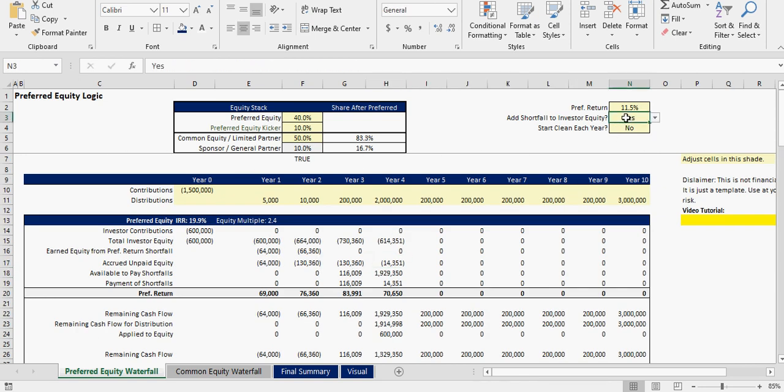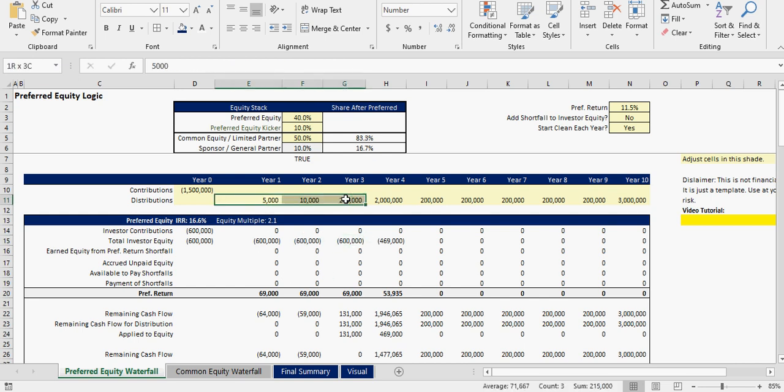Now you can set this shortfall to investors as no. You can set the shortfall as no, and that means no matter what happens, you're just not adding it. And it doesn't matter if you start clean, yes or no here, because you're already saying you're not going to add any shortfalls. So now the preferred return doesn't accrue, but the preferred equity gets any cash flows available up to that preferred return, and then anything else is applied to their equity balance. So they just get all these returns here.